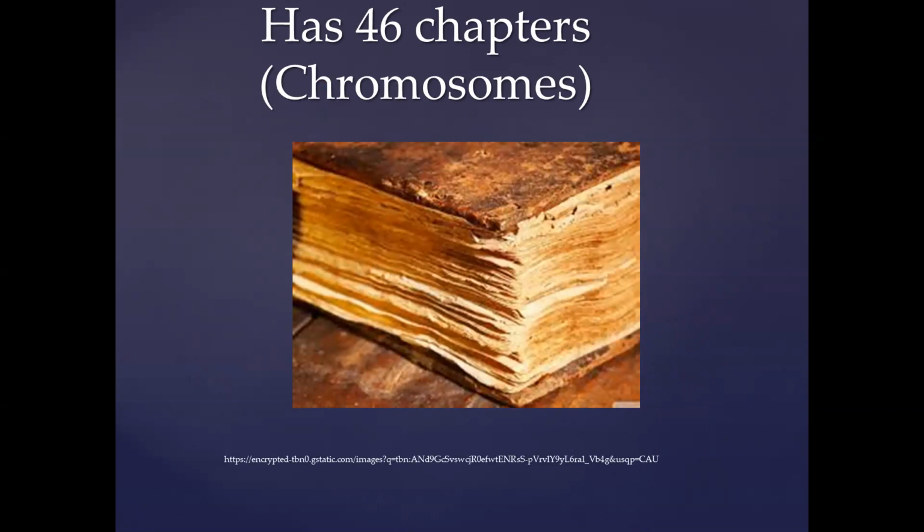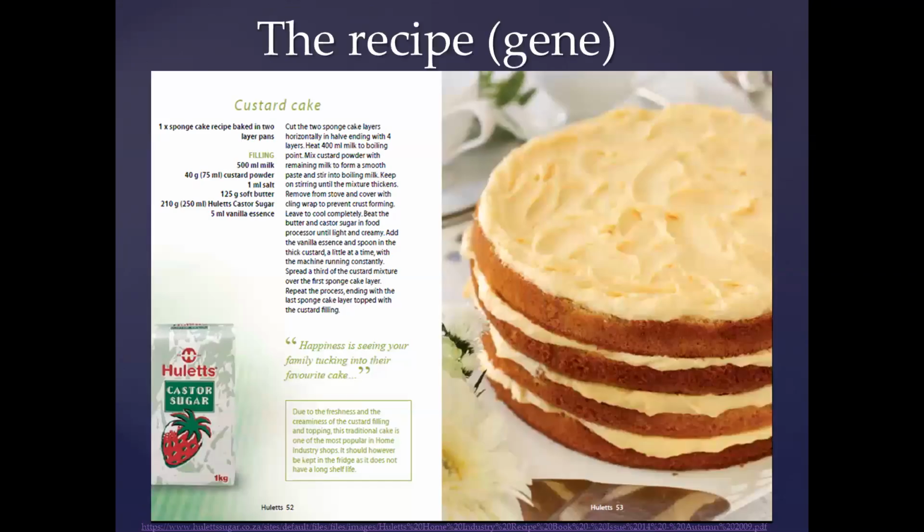This book has 46 chapters known as chromosomes. Your grandmother has attained these chapters, 23 of them from her mother's family, and the other 23 chapters she's got from her father's family. In the various chapters, there are many, many recipes. These recipes are known as genes, and they have the information for making specific types of food.